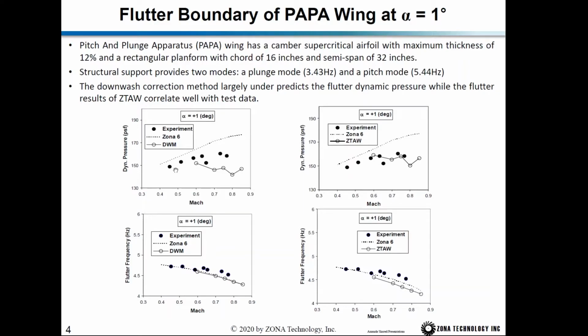Then we compare the flutter boundary of the PAPA wing with the wind tunnel measured flutter boundary. This is the flutter dynamic pressure at various Mach numbers and the flutter frequency at various Mach numbers. If you use DWM, it under-predicts the flutter dynamic pressure. If you use ZONA6, which is the linear potential method, it over-predicts the flutter dynamic pressure. But if you use Z tau, it gives you accurate flutter dynamic pressure, and so the Z tau method is a better method than the DWM method.